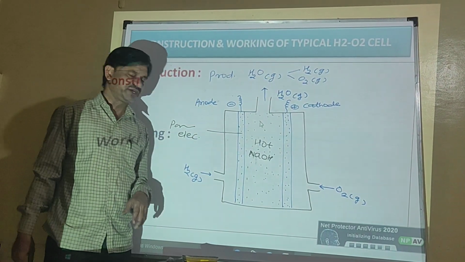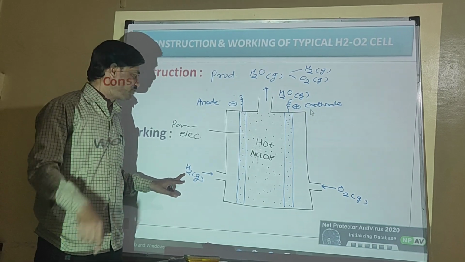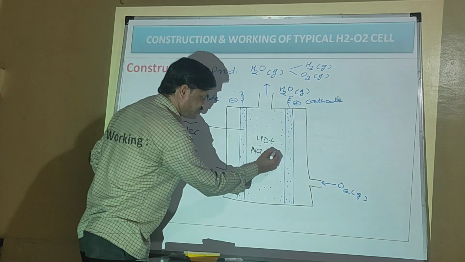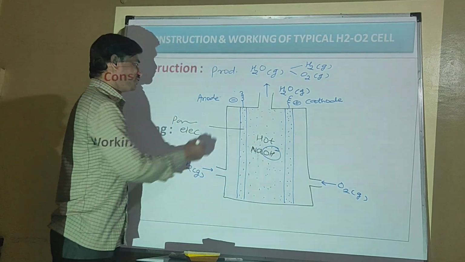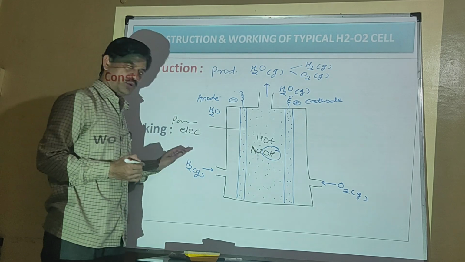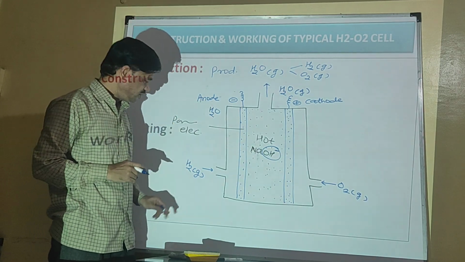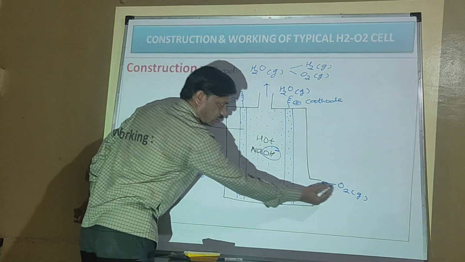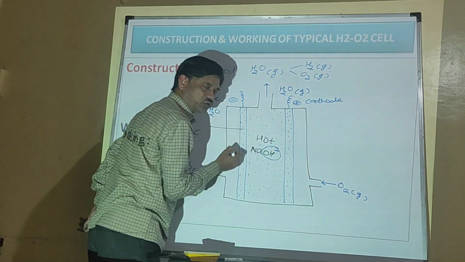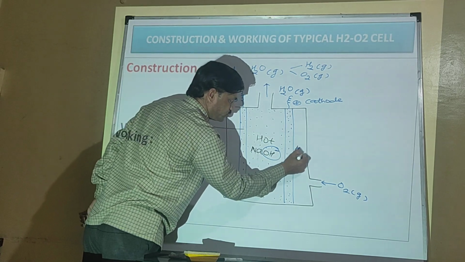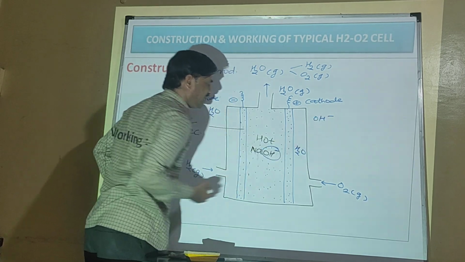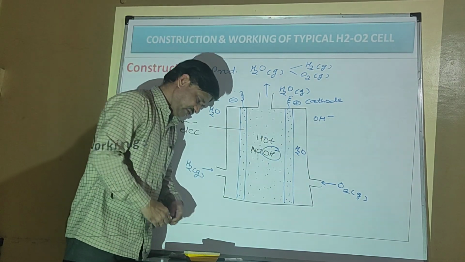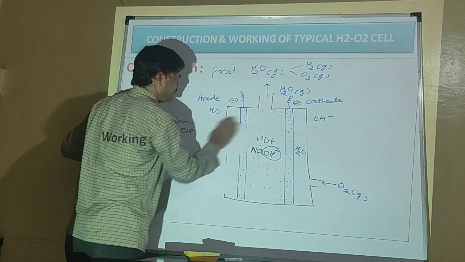What happens in case of working? Remember, when H2 gas passes into the anode compartment, it reacts with which part? OH minus from NaOH to produce which product? H2O. Remember what happened at anode? H2 reacts with OH minus to form H2O. What about cathode? O2 gas passes into the cathode compartment, it reacts with H2O to produce OH minus ion. So this is anodic oxidation, this is cathodic reduction. Now check the reaction part.